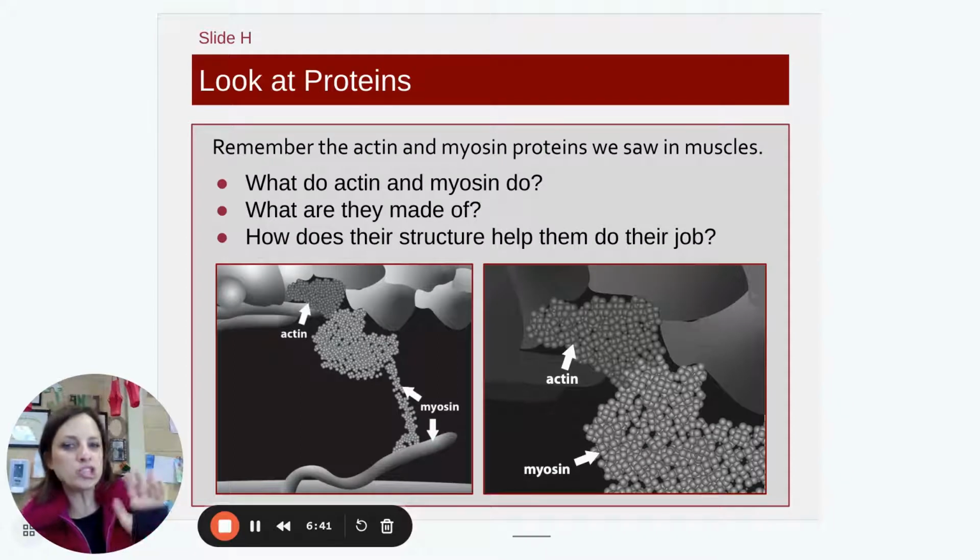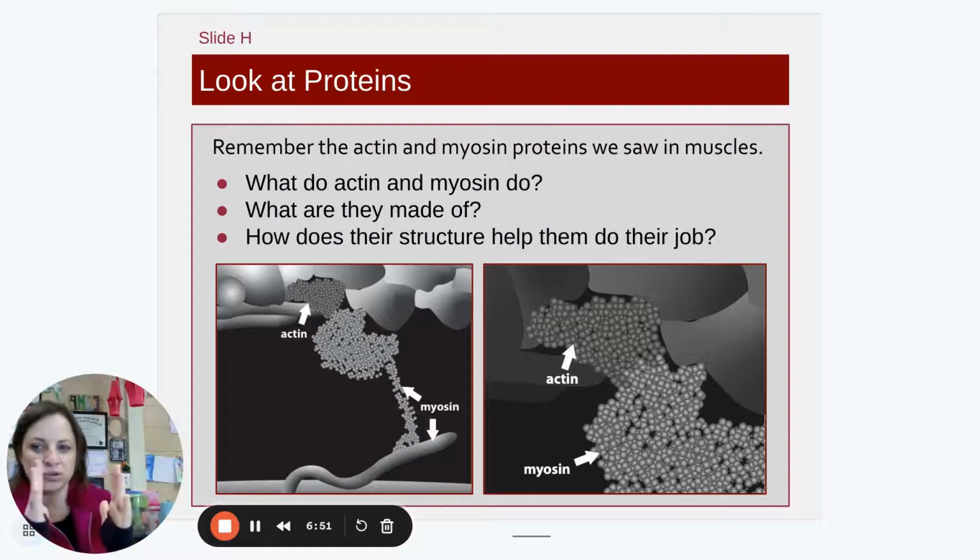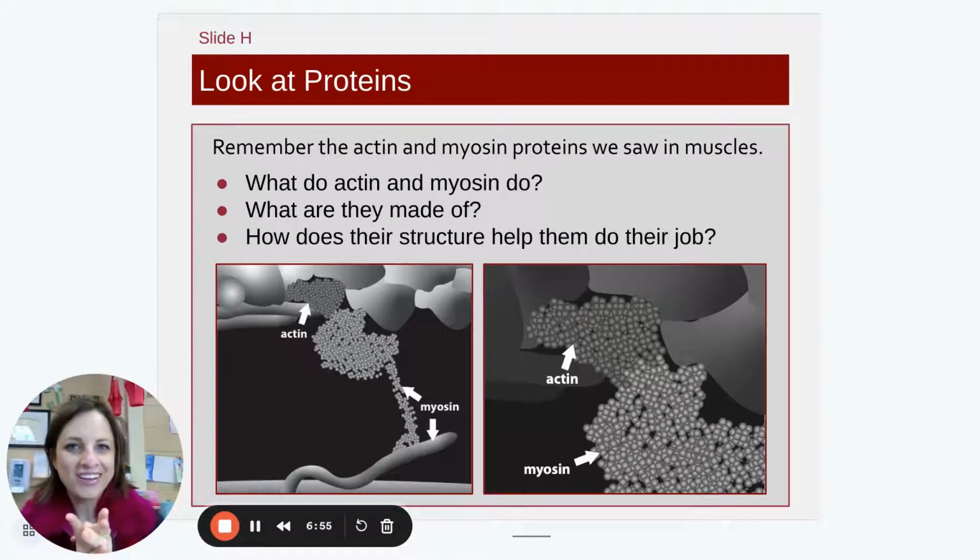Okay, just to remind us about actin and myosin, we've got the actin that goes in and out. Remember, we did those hand gestures, and the myosin that pulls on the actin to shorten those muscle cells. What are they made of? Say it out loud. They're made of protein. And how does their structure help them do their job? Well, that myosin has that curved shape there that helps grab that actin.